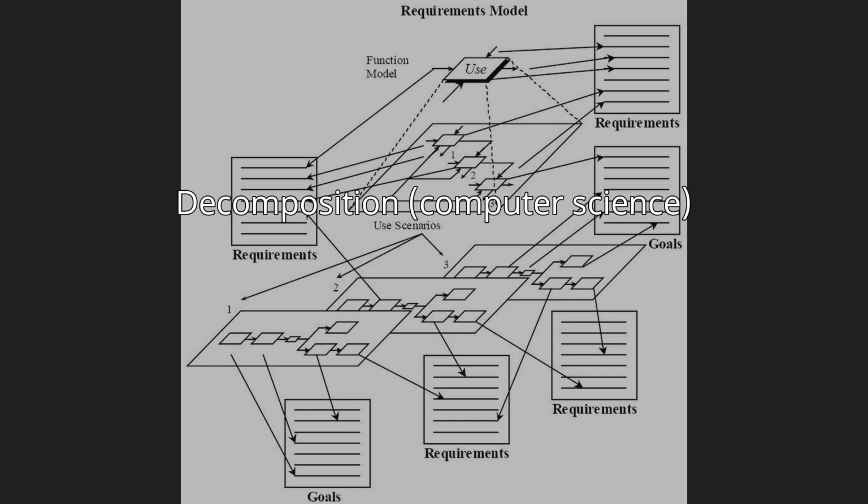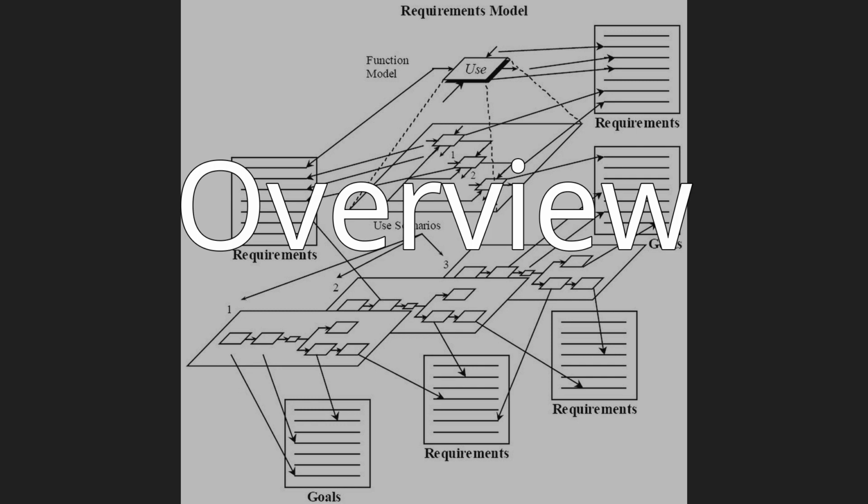Decomposition in computer science, also known as factoring, is breaking a complex problem or system into parts that are easier to conceive, understand, program, and maintain. Overview. There are different types of decomposition defined in computer sciences.